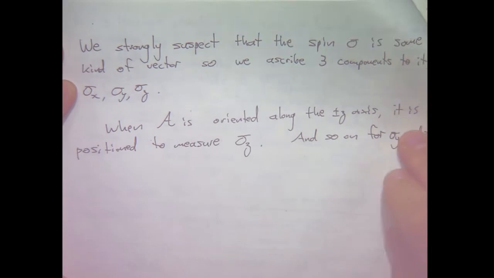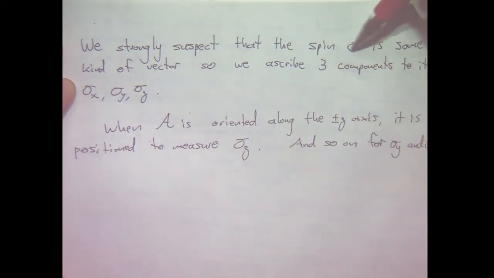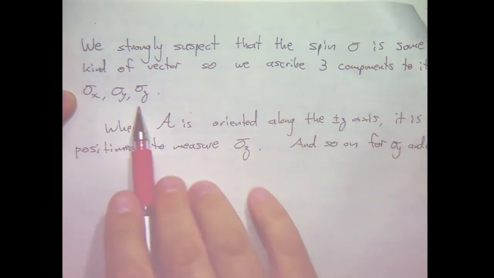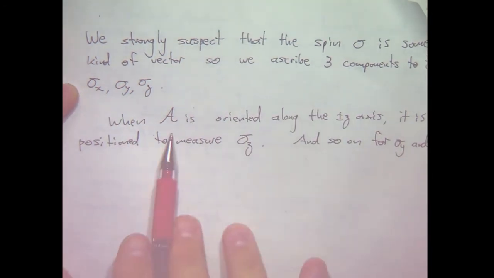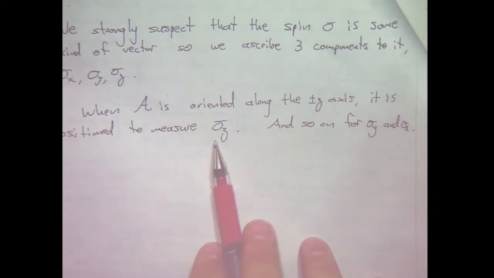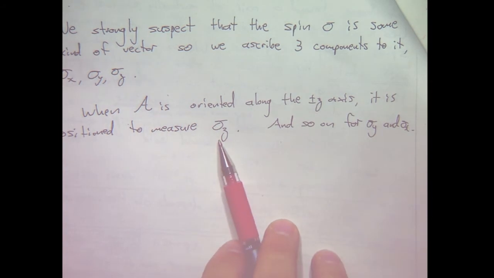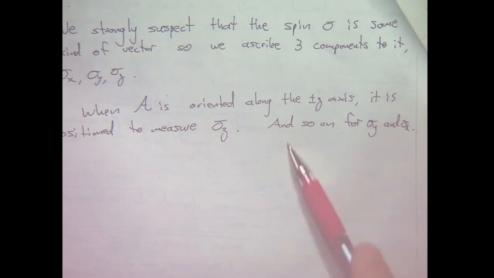So we strongly suspect that the spin sigma is some kind of vector. So we ascribe three components to it: sigma x, sigma y, sigma z. When the apparatus is oriented along the plus z axis, it is positioned to measure sigma z, or along the minus z axis, it is positioned to measure sigma z, and obviously so on for sigma y and sigma x. So we have six axes? Well, there are three axes, x, y, and z. And two states for each.